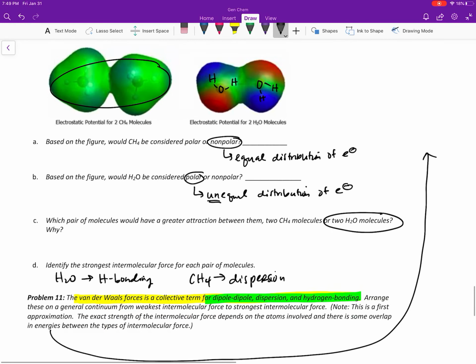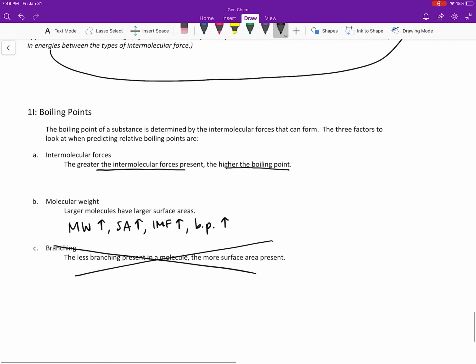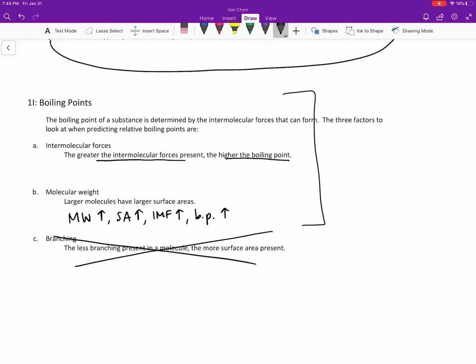Then we compared van der Waals forces, which we talked about a little bit up there. And one of the last things we did was talk about how boiling point changes in relationship to two factors. One is intermolecular force, and the second is molecular weight. The greater the intermolecular force present, meaning hydrogen bonding, dipole-dipole, and dispersion, the higher the boiling point. If hydrogen bonding is present, it's going to have a higher boiling point than if something only has dispersion forces. Then we looked at molecular weight. The higher the molecular weight, the greater the surface area, therefore the more intermolecular forces, therefore the higher the boiling point.